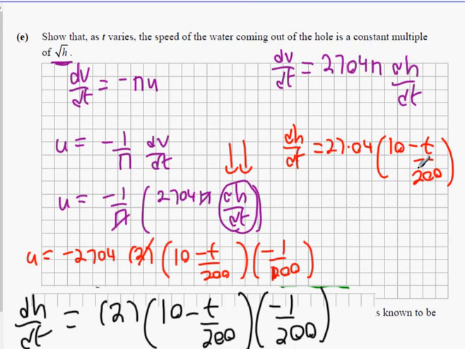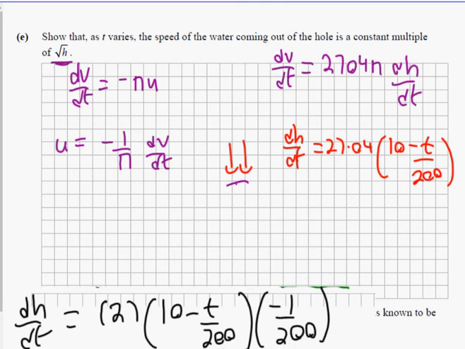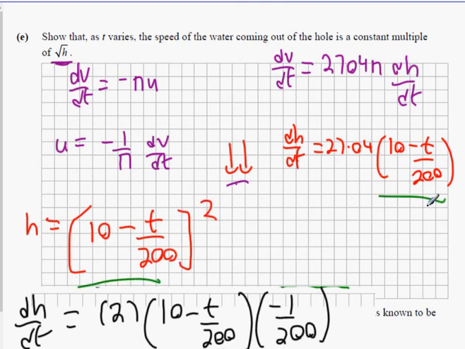Now, this part I never would have got in a million years, right? This part here wants me to show that it's related to root h. When you go to the very beginning of your question, it says that h equals 10 minus 2t over 200 squared. You'll notice that this thing here is the same as this one here. Square root both sides, that's a root h, and that's t to the power 1. dH/dt therefore equals 27.04 root h.